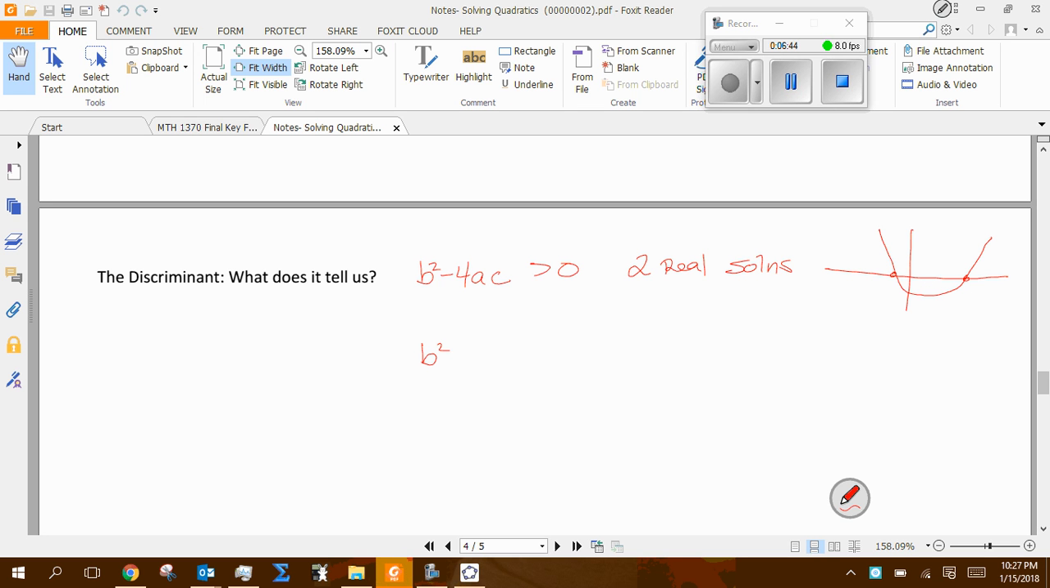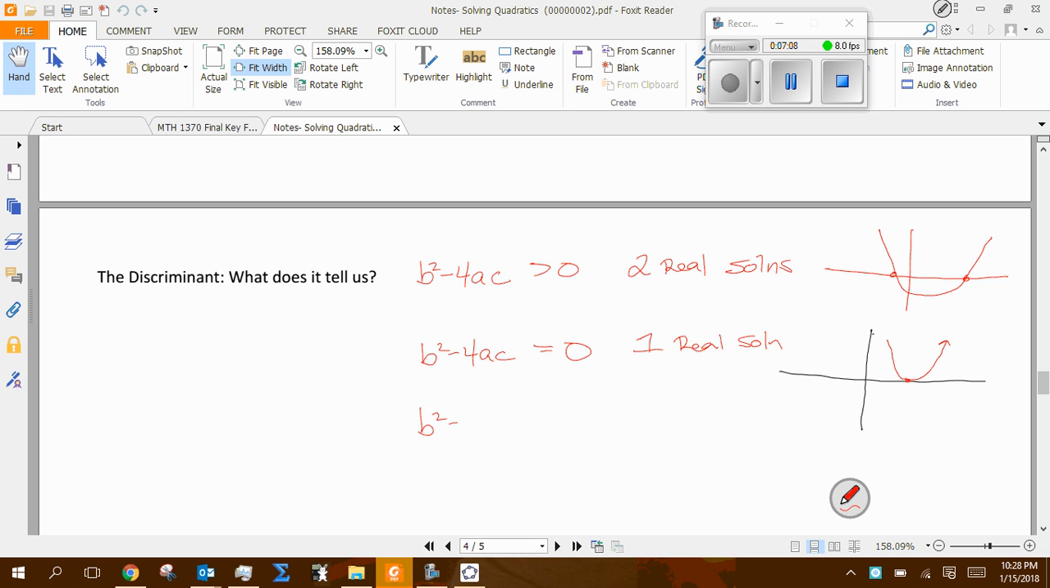If I have b squared minus 4ac equal to 0, that means you have one real solution, which would look something like this, where your curve, your parabola, is just tangent to the x-axis, just touches it one time.